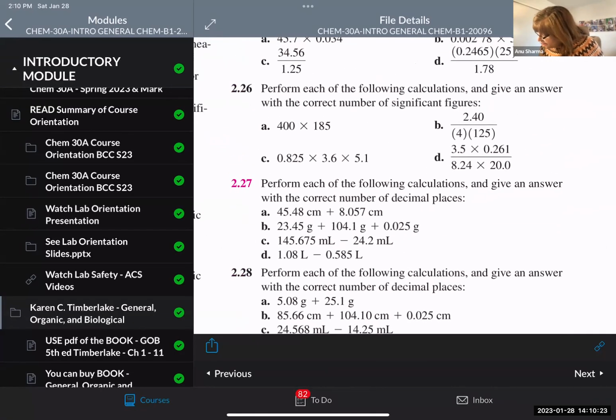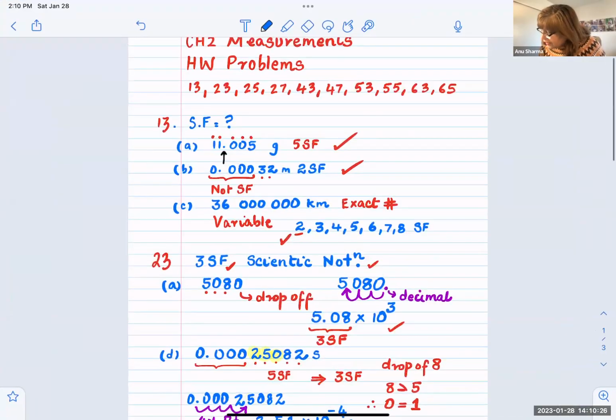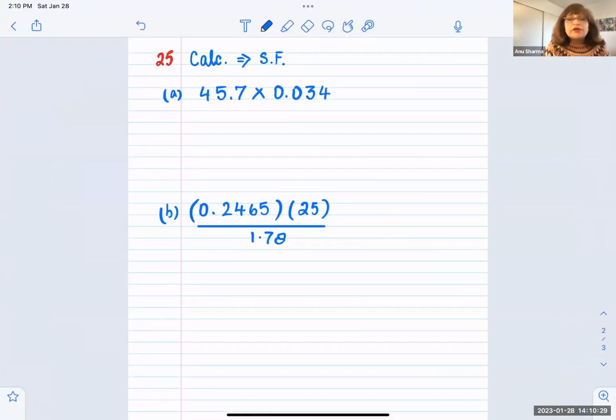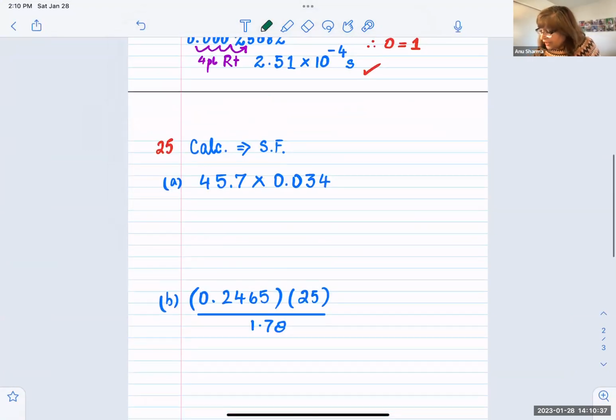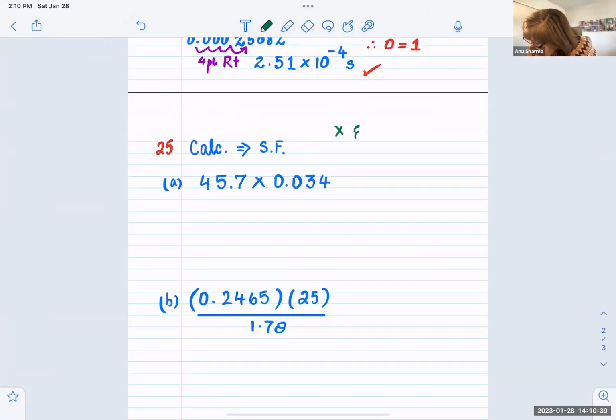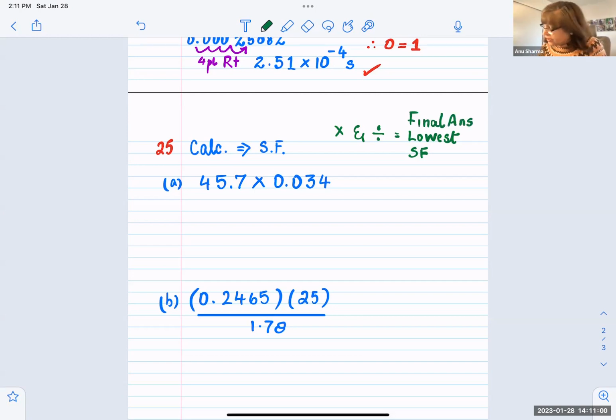So let's do these. We know the rule that anytime you are doing calculations where significant figures are involved, when you do multiplication and/or division, the final answer will have the lowest number of significant figures. That was in the computation. So that's the rule. Don't forget that.